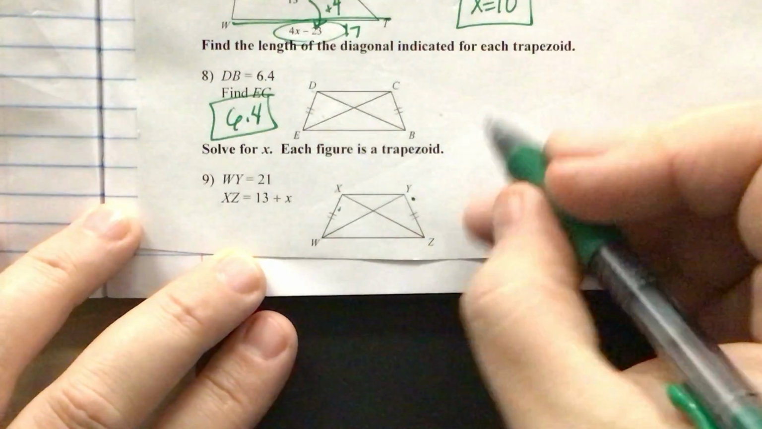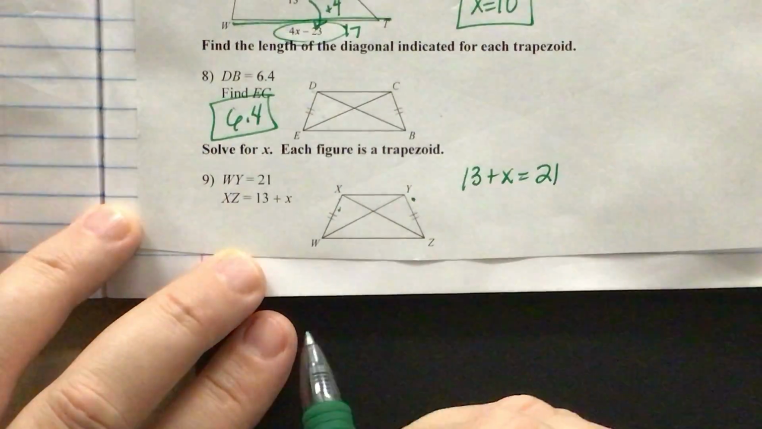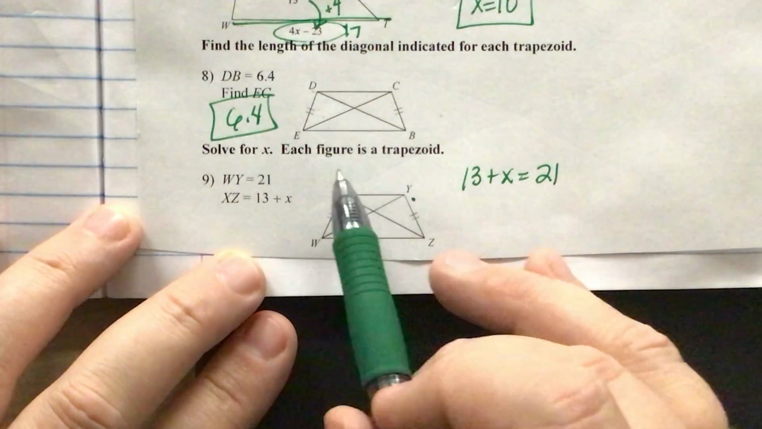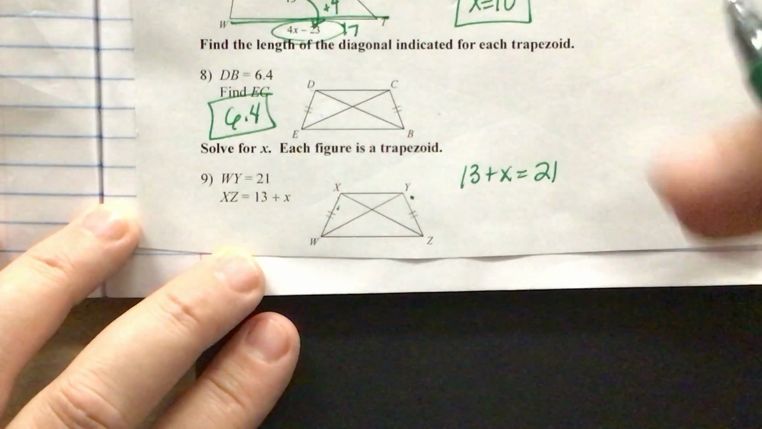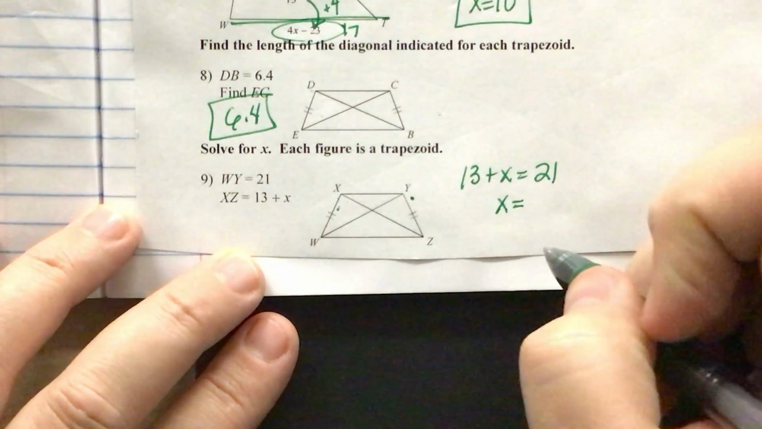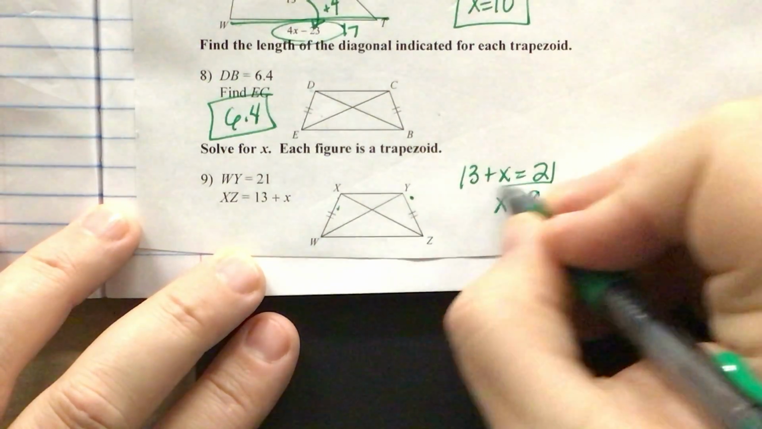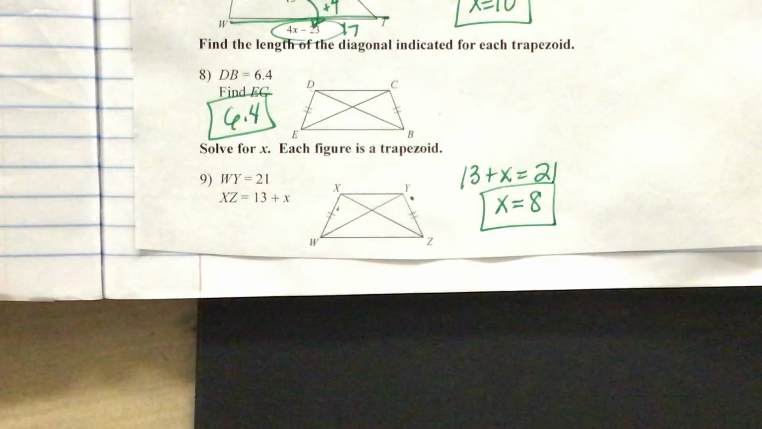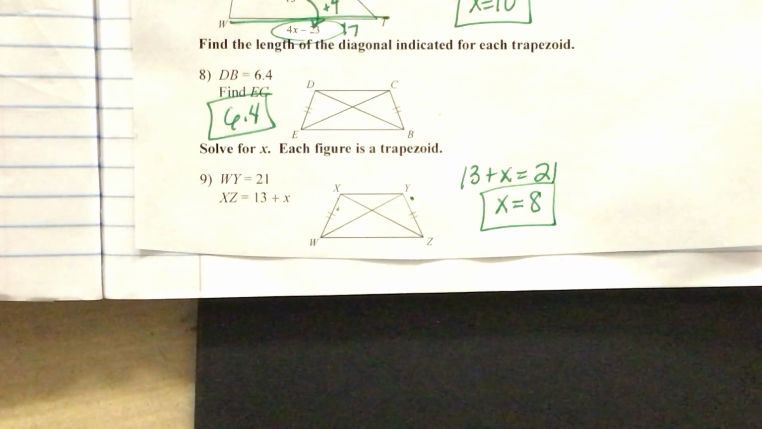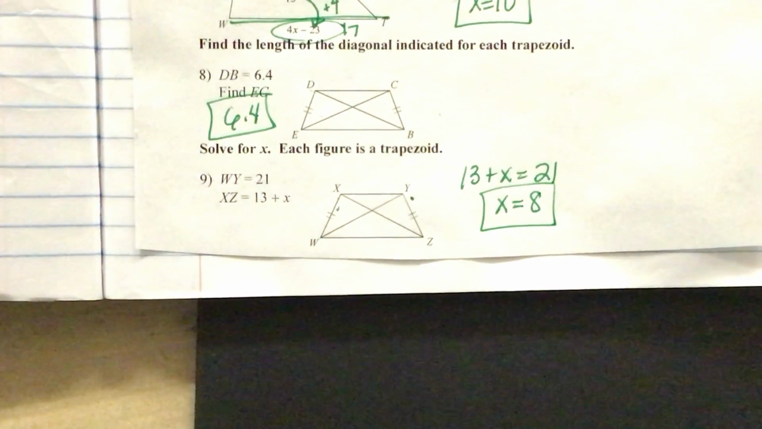21. So I'm going to set 13 plus X equal to 21, because if one diagonal is 21, the other one's 21, because it's an isosceles trapezoid. So to solve for X, if I subtract 13 from each side, I get 8. Good. So X is 8. Okay, so that's it for a trapezoid. So we've got trapezoids and isosceles trapezoids along with their medians.